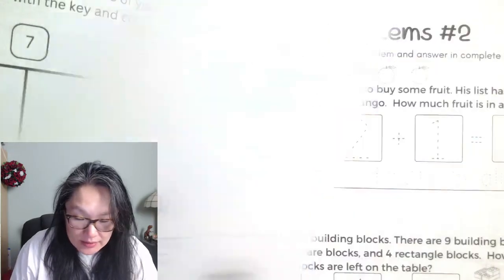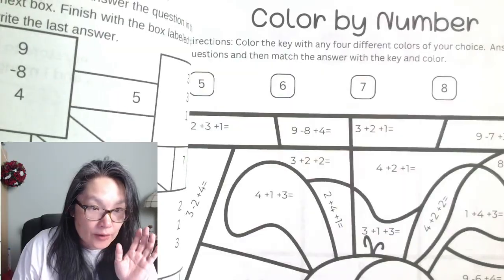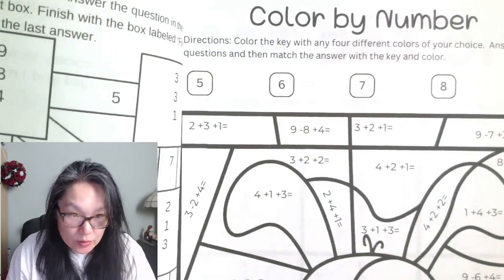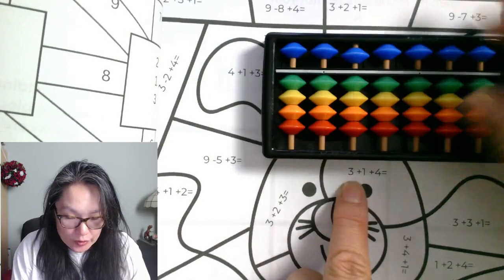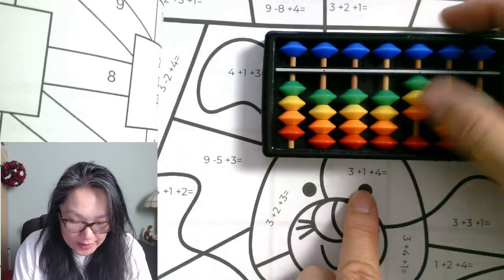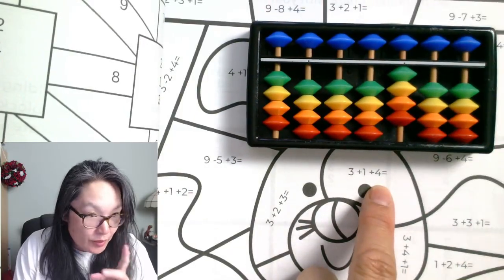From here, there are activities, and these are specific activities for adding the 5. We're just adding the 5. This is a color by number. Here, let's say we do 3, right? We have 3, and then plus the 1, and then we add the 4. Adding the 4 is part of the plus the 5, right?